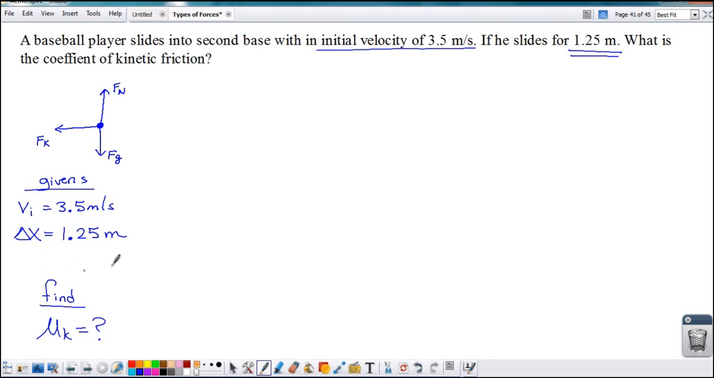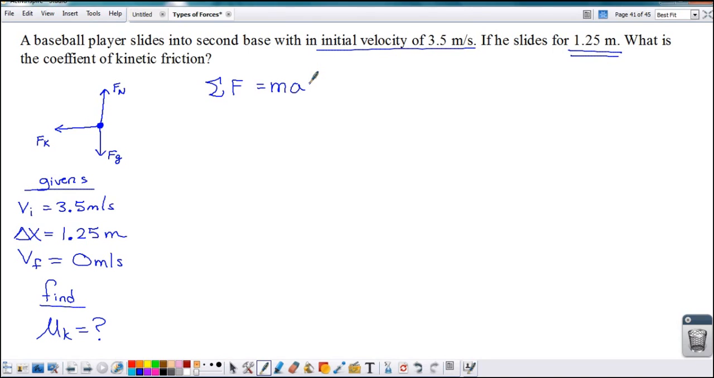Now there's one other thing that I know up here. When he gets to second base, he's going to come to a stop. Because he wants to be stopped at second base, so he'll force himself to do so. So he's got the final velocity of 0 meters per second. So now what else do I know? Well, I know that he is accelerating. He's slowing down. So I know that Newton's second law is going to hold here. The net force is going to be equal to the mass times the acceleration.